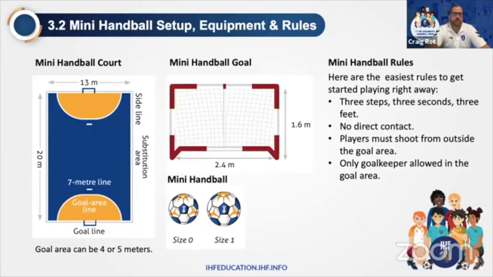The rules are simple. Let's go through it again. 3 steps, 3 seconds, 3 feet. No direct contact. Players must shoot from outside the goal area, and only the goalkeeper is allowed in the goal area. That's all you need to know to start playing handball.